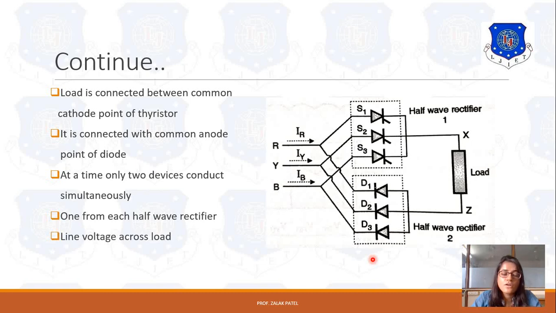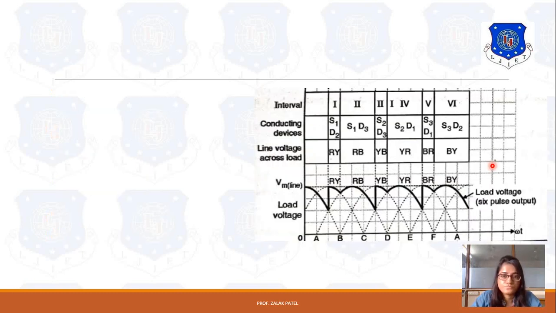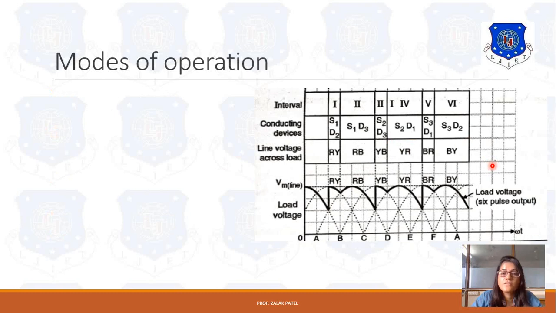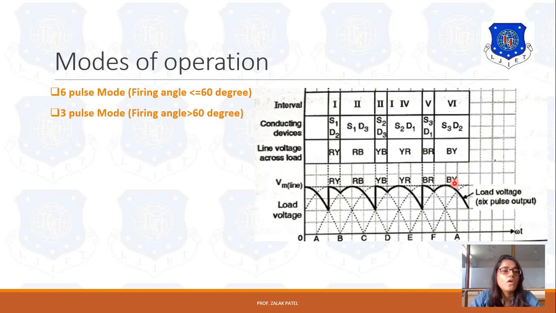Here line voltage will appear across the load, no phase voltage across it. Line voltage will be measured across the load. These are the different modes of operation. Here we can first consider the first mode of operation. It can be operated in a 6 pulse mode when the firing angle is less than or equal to 60 degree, or it can be operated in the second mode, which is the 3 pulse mode. This will happen when the firing angle is greater than 60 degree.